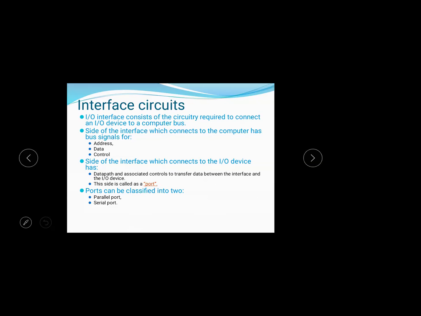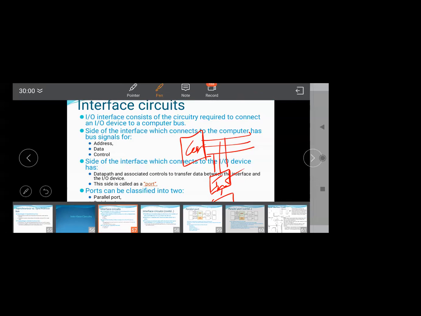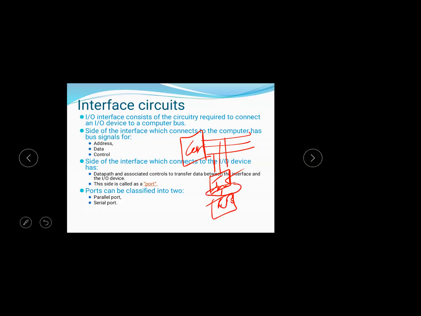This is the system bus, this is the computer, and this is the interface circuit, and on this side we have to connect the keyboard. This is called the port. The interface's one side consists of address line, data line, control line. Another side consists of the port to which you have to connect the device, keyboard or printer, monitor, anything. For each and every device, there is an interface circuit.